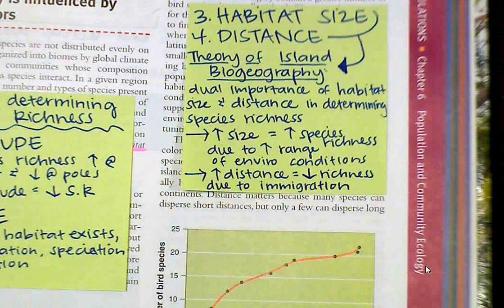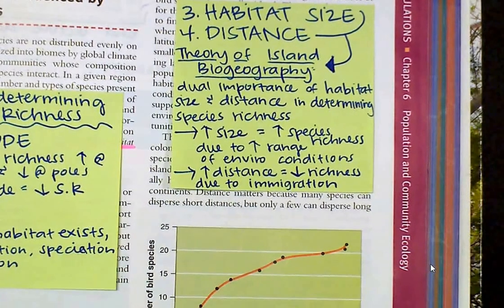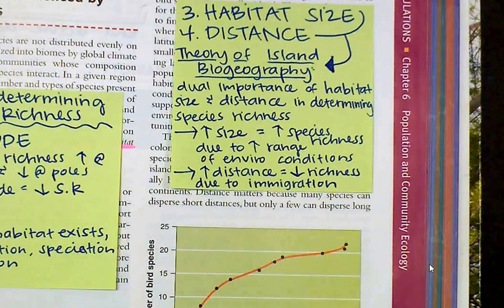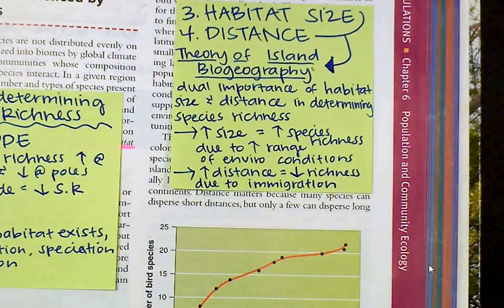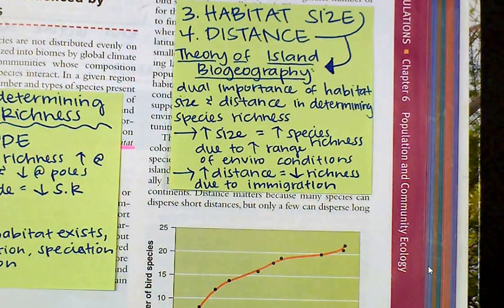And the last two are habitat size and distance, and both of those go together to form the theory of island biogeography, which states that there's a dual importance of habitat size and distance in determining species richness. So both of them are equally important. And so we have our relationships.